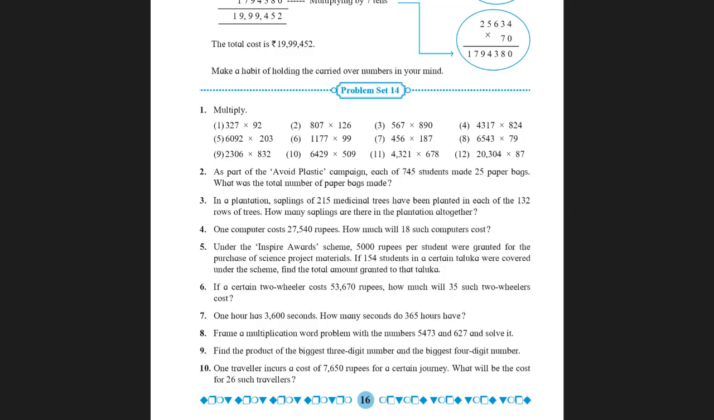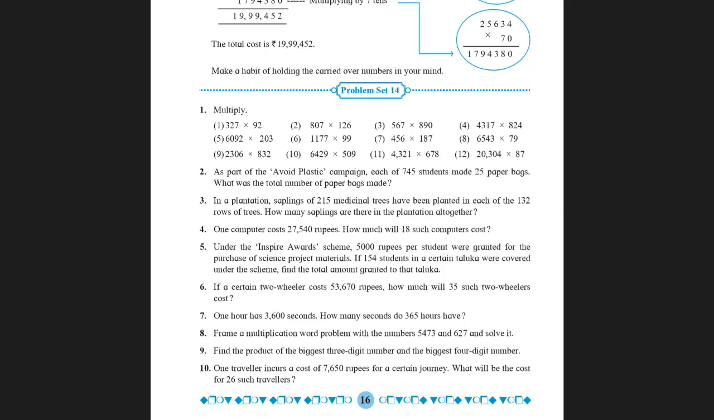Maybe a mobile costs rupees 5,473. 627 mobiles were purchased by a particular dealer. So what is the total cost of so many mobiles? So you could multiply 5473 into 627 and get your answer. That's one example. If you have anything else in mind, you can do it accordingly. So it's an open-ended question, so you can decide what question to frame. Finally you will be multiplying 5473 into 627.